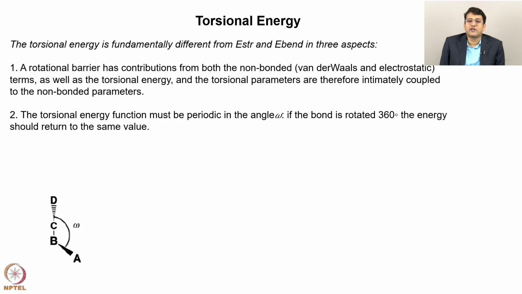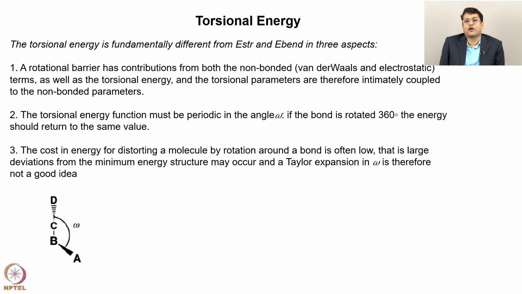The torsional energy function must be periodic in the angle. So, if the bond is rotated by 360 degrees, the energy should return to the same value, which is also different from what we have seen for stretching and bending. And the third thing is that the cost in energy for distorting a molecule by rotation around a bond is often low, and a large deviation from the minimum energy structure may occur. A Taylor series expansion in omega is therefore not a good idea, because the energy values are so small that by taking the derivative it may not converge into a harmonic kind of approximation. So, you need to take higher and higher order derivatives.